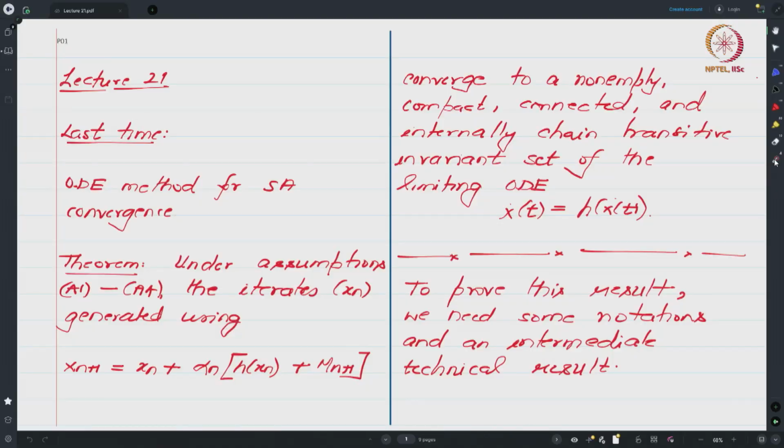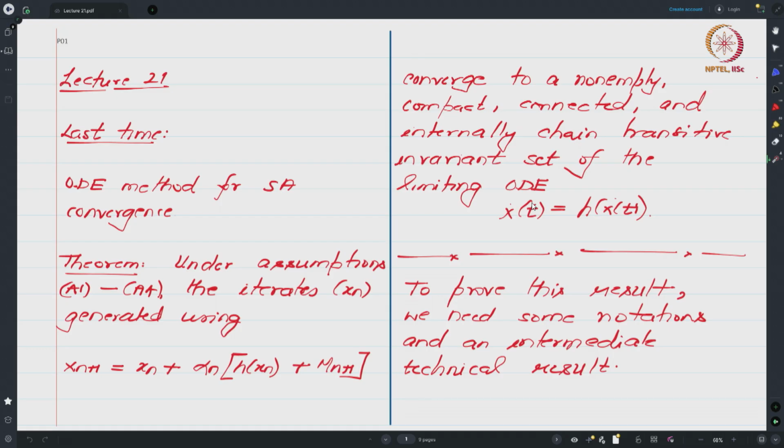Alright. So, let us do a formal recall. We wanted to look at what is referred to as the ODE method for stochastic approximation convergence, and this was the theorem that we stated in the previous class. The theorem said that under assumptions A1 to A4, the iterates xn generated by this generic stochastic approximation algorithm converge to a non-empty, compact, connected and internally chain transitive invariant set of the limiting ODE x dot of t equals h of x of t.